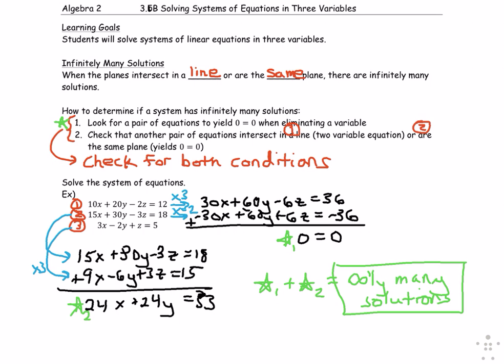But you have to have both conditions. This is like the first one, and that was like the second one. And so this is like two planes intersecting like so and forming a line. Planes 1 and 2 were the same, and then this one was the third plane.